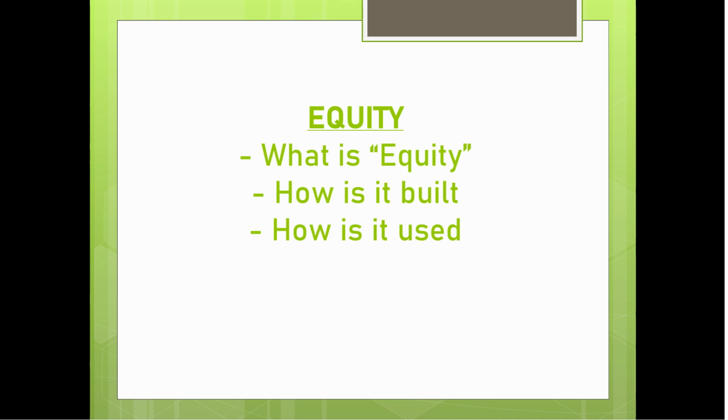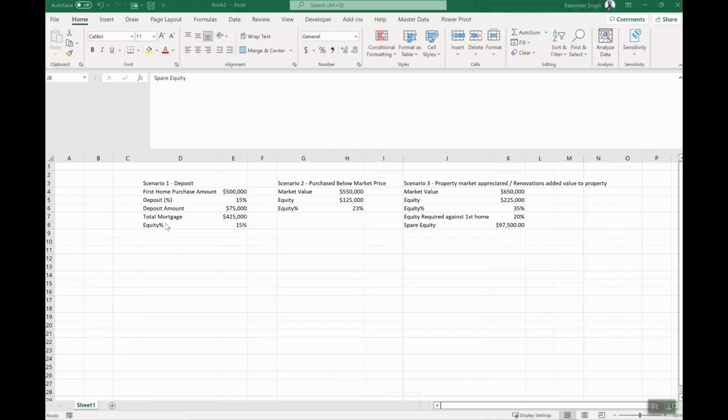Now let's try and understand that through an example on my Excel sheet here. So I'll switch into my computer screen and I'll try and explain that as an example. Now let's look at scenario one here. So let's say we bought a home. The purchase amount for my first home was $500,000.